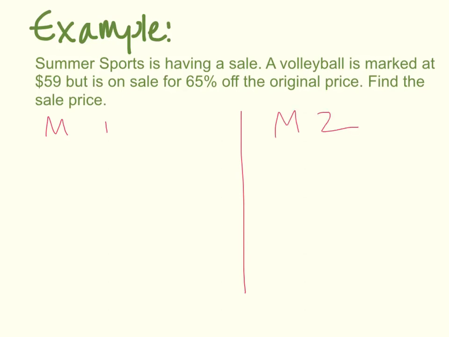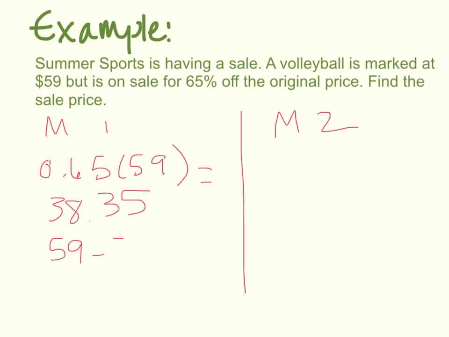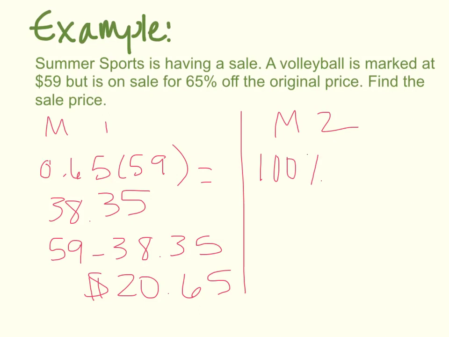Summer sports is having a sale. A volleyball is marked at $59, but it's on sale for 65% off the original price. Find the sale price. Method 1 says find 65% of 59. When I do that, I find that my discount is $38.35. Then I subtract that from the 59, and I find that I'm going to have to pay $20.65.